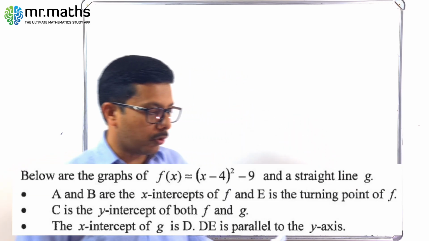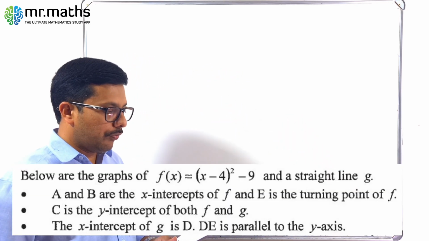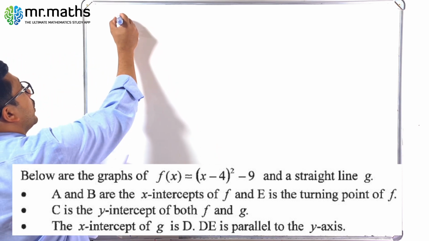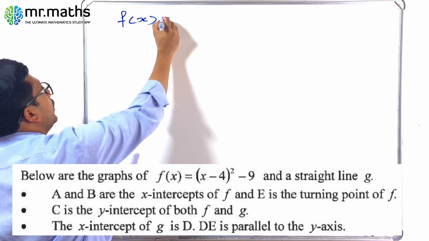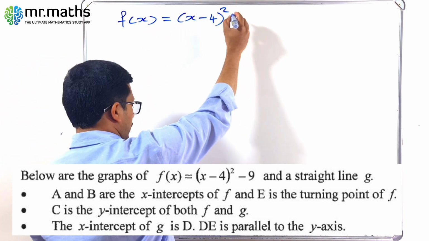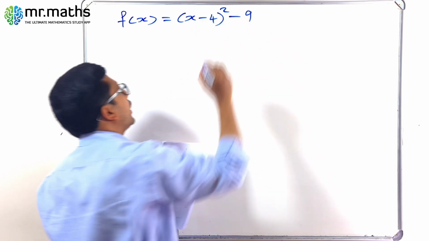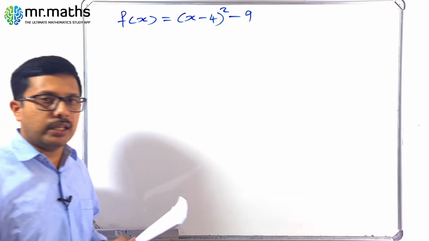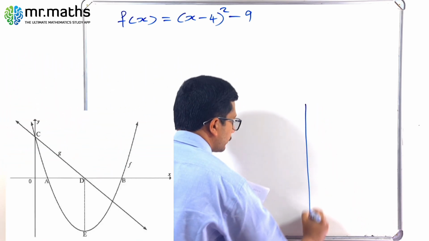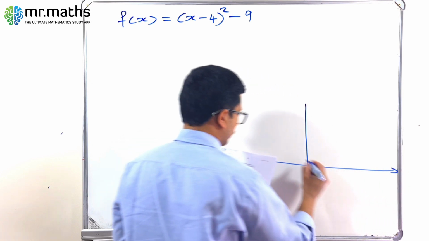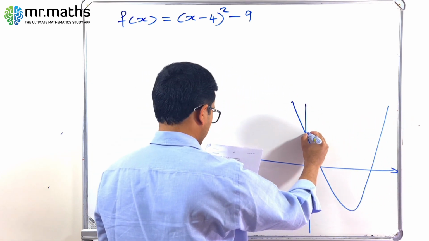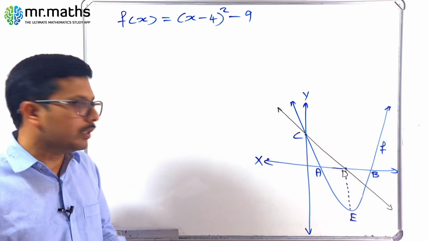Question number 4. Below are the graphs of f of x is equal to x minus 4 the whole square minus 9. So there is a function graph f of x given, and the equation is x minus 4 the whole square minus 9. So this is the given function, and there is a graph also given there. Let me draw that graph first here. Okay, so this is the given graph.